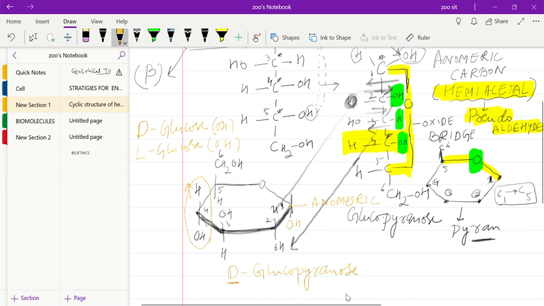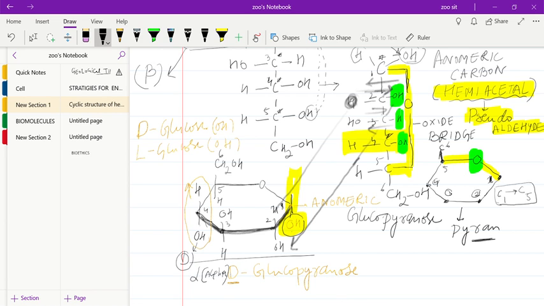But depending upon the anomeric carbon, look at this. This is our carbon that we have to understand properly. If this OH is present on the same side of the D, so here I will mark it. This is the hydroxyl for D, and this is the anomeric carbon. If it is present on the same side, this will be called alpha D. Pronounce it as alpha. This will be called alpha D glucopyranose.